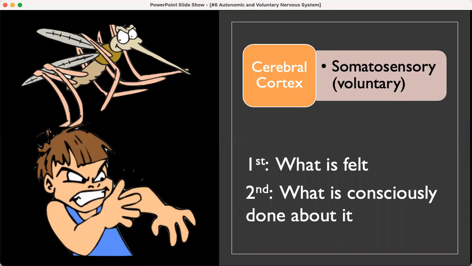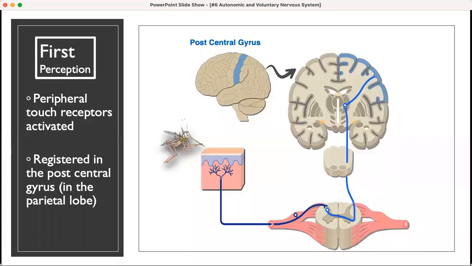So, for instance, the somatosensory is first what you feel, and then second, what is consciously done about it. So this is an example of a mosquito, and then you're feeling it, and then what you consciously do about it. And that's all done in the cerebral cortex.